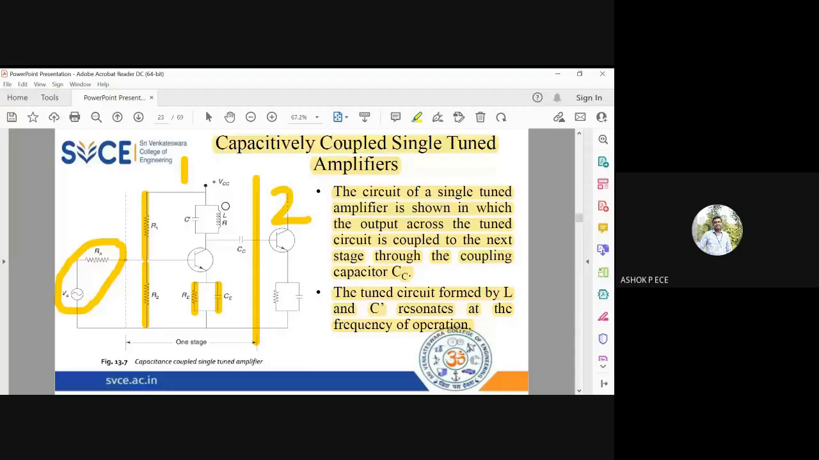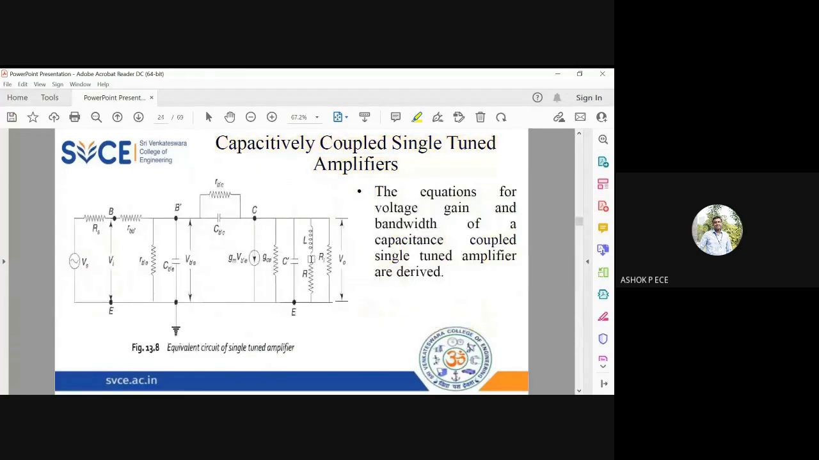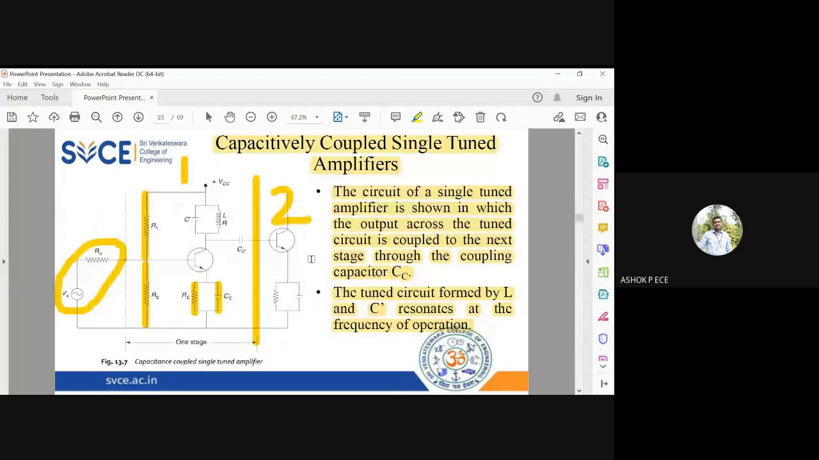The circuit is very, very clear. So this is the circuit diagram for the capacitively coupled single tuned amplifier. And for analyzing this, whenever I'm going to use an inductor and capacitor, naturally the amplifier is going to work at a high frequency.